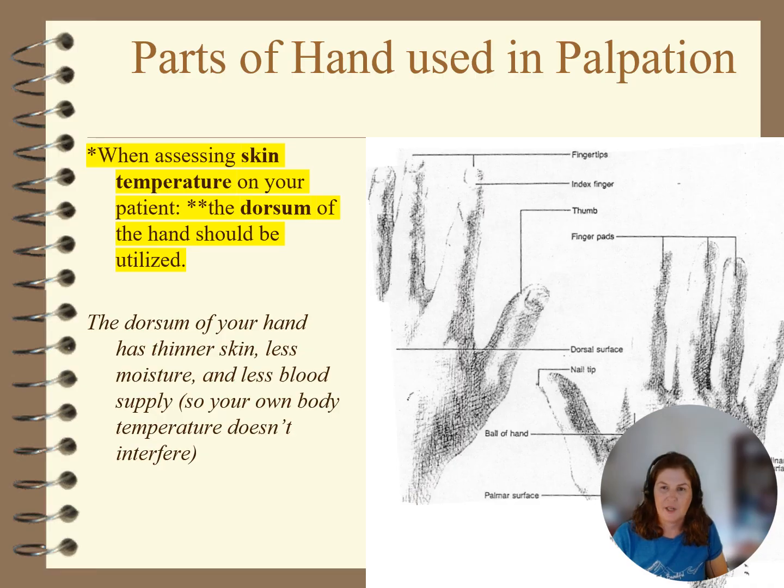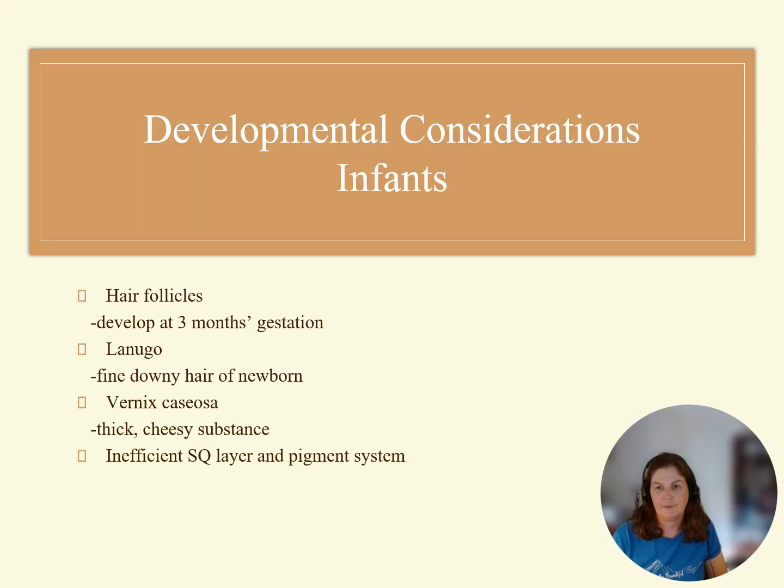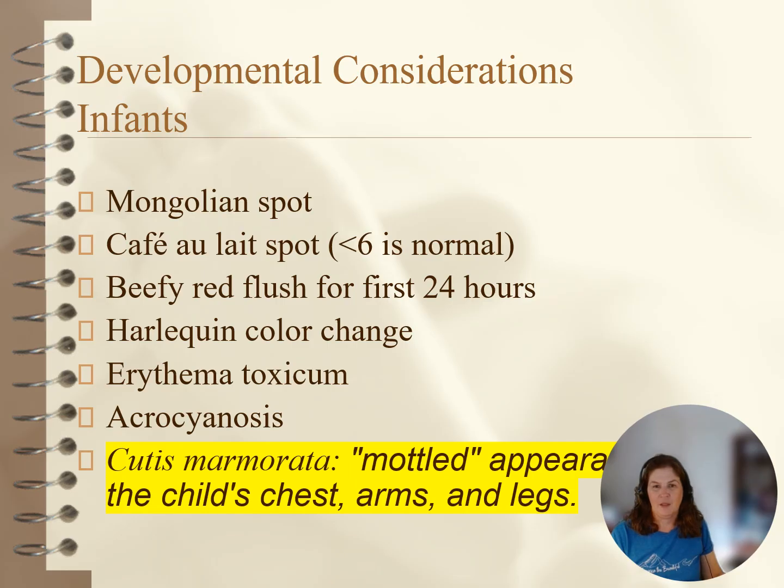Okay, we already talked about the different parts of the hand. Use the dorsum, the back of your hand, which has thinner skin. Developmental considerations: you want to look at the hair follicles at 3 months gestation, the lanugo, which is that fine downy hair of newborns, and the vernix caseosa. I'm not saying that quite right. I'm going to let one of y'all figure out how to say that better, but it's that thick, cheesy substance on little babes.